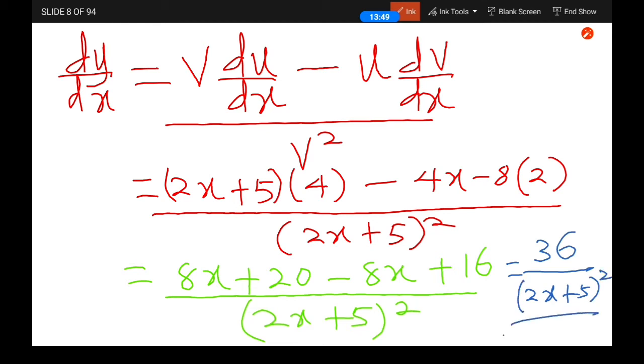And that is question 2. Remember, anytime you have division, that is quotient rule. And what does that mean? You differentiate the numerator times the denominator minus differentiate the denominator times the numerator all over the square of the denominator.